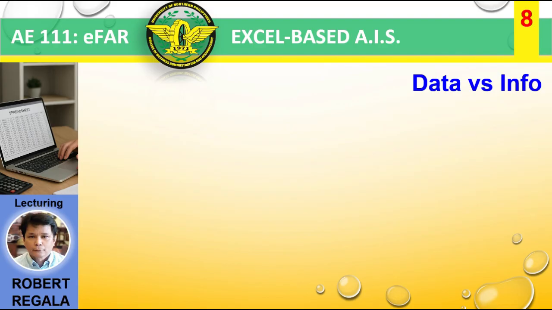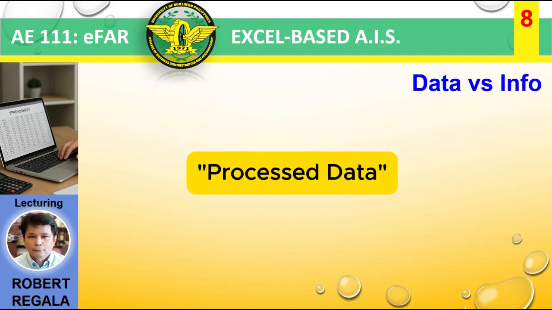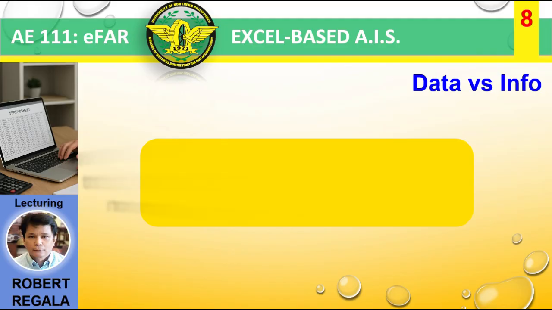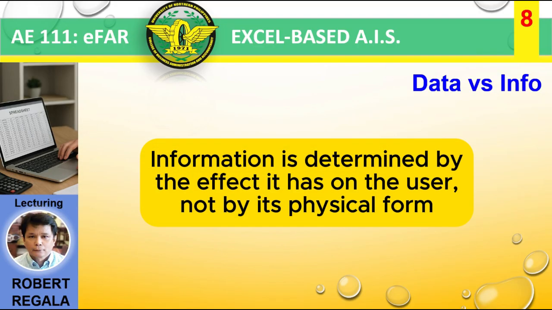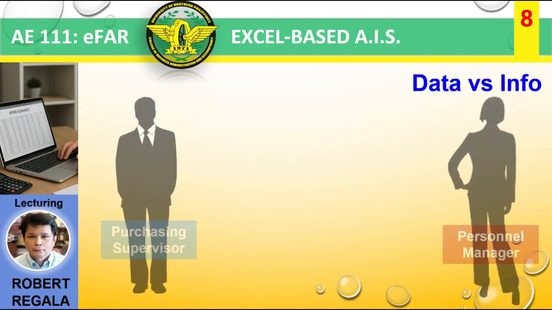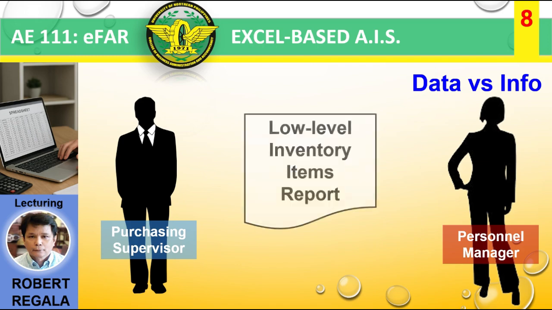Information is often defined simply as processed data. This is an inadequate definition. Information is determined by the effect it has on the user, not by its physical form. For example, a purchasing agent receives a daily report listing raw material inventory items that are at low levels. This report causes the agent to place orders for more inventory. The facts in this report have information content for the purchasing agent.